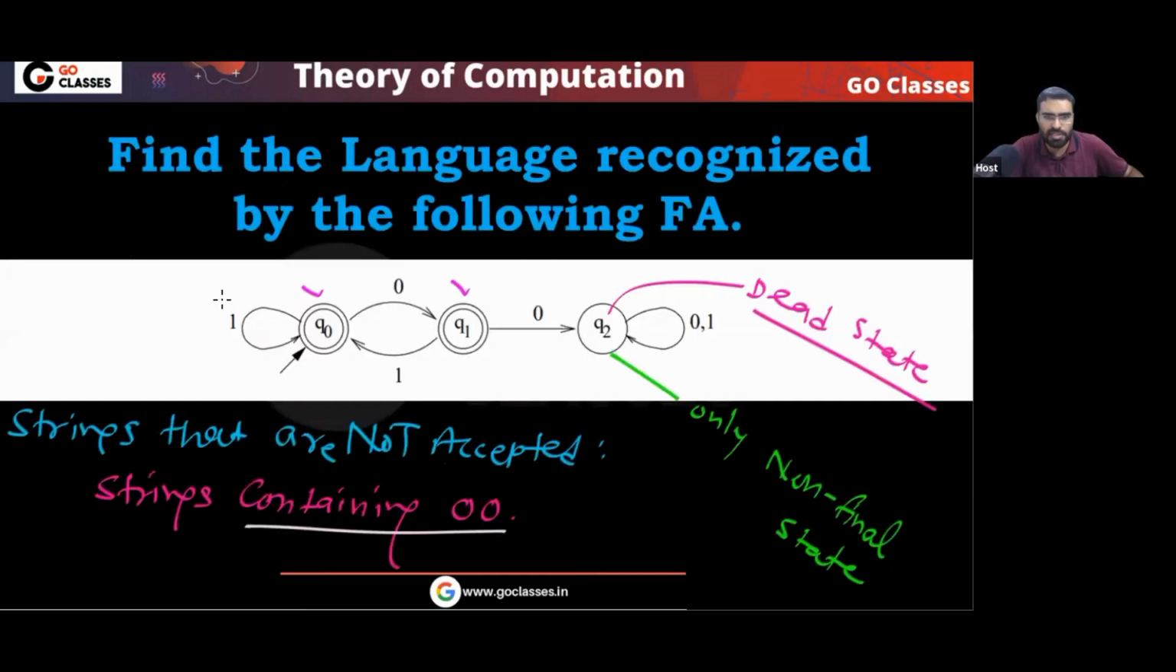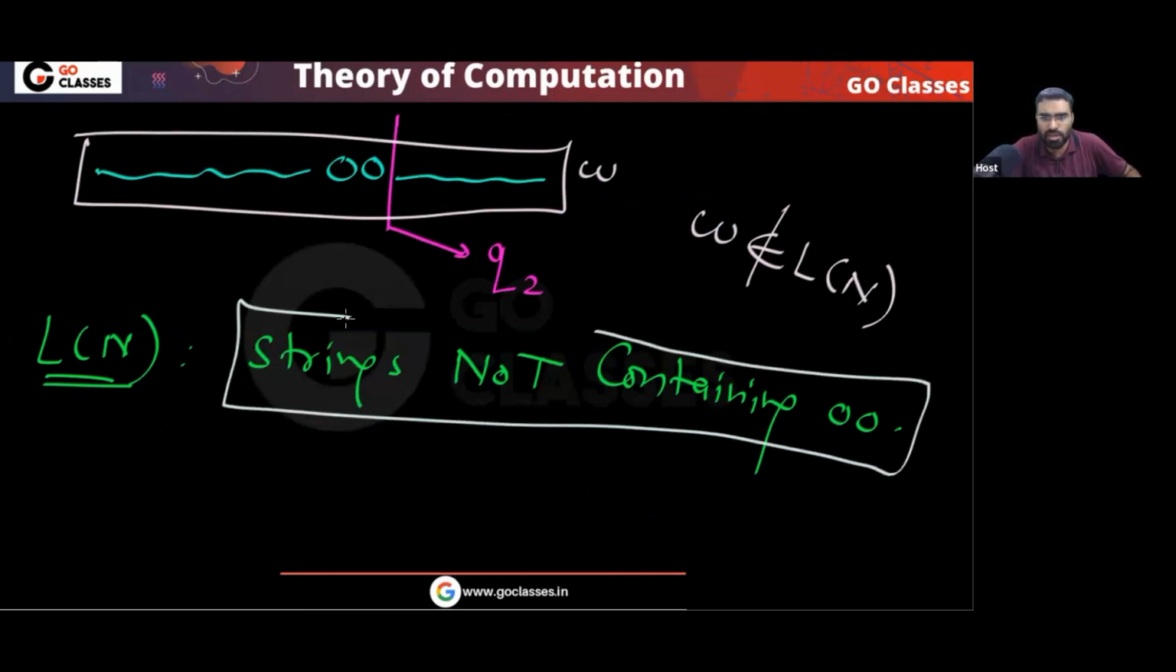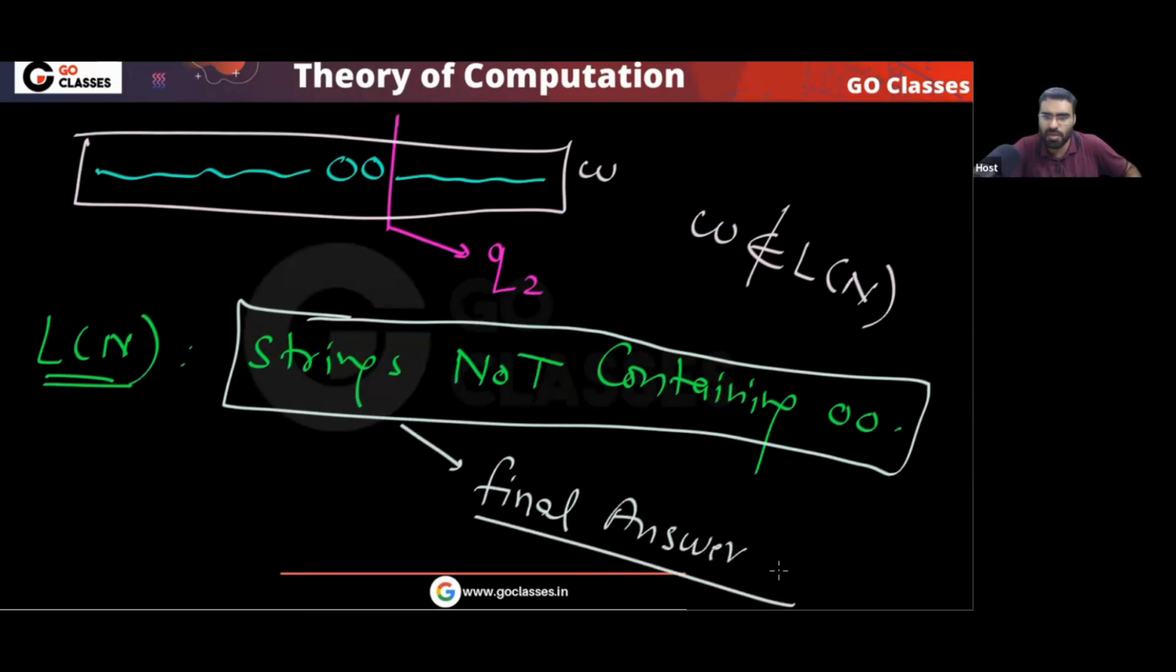So very simple. If this DFA is given to you and asked to find the language recognized, the answer will be strings not containing 00. L of M is strings not containing 00. This is your final answer for this question. Very simple question. Now let's move on.